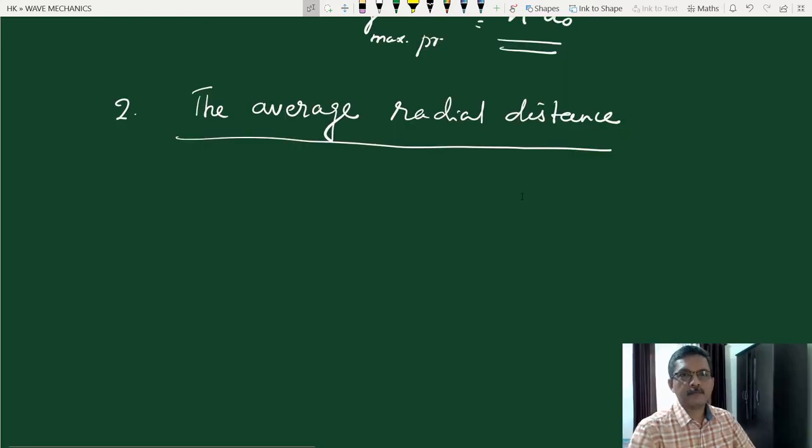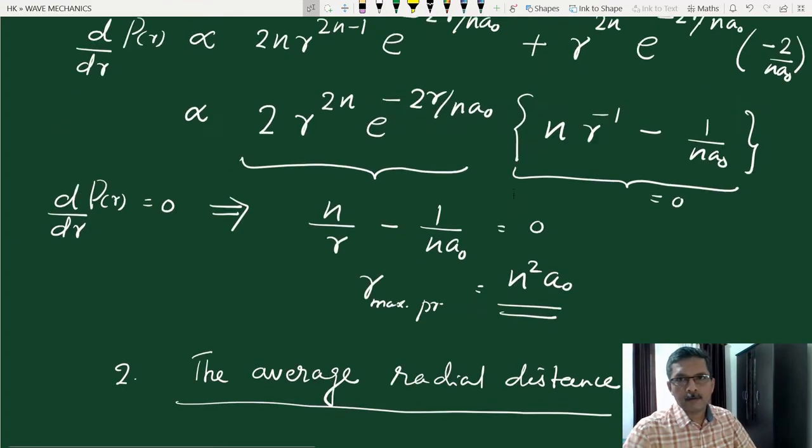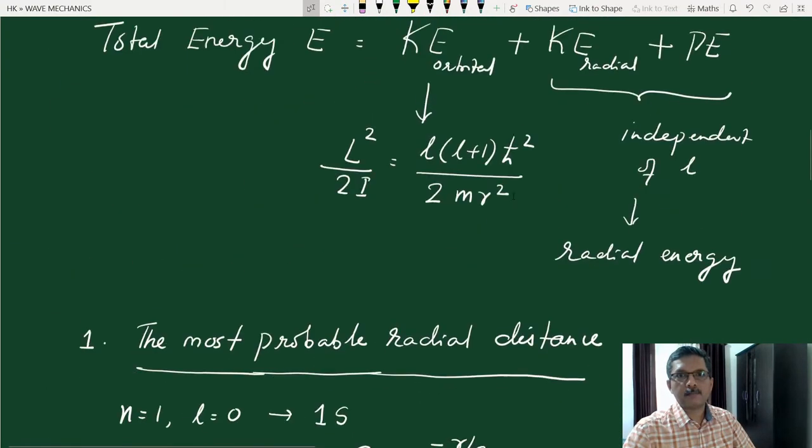As the second feature, let us consider the average radial distance. Let's again consult this plot.